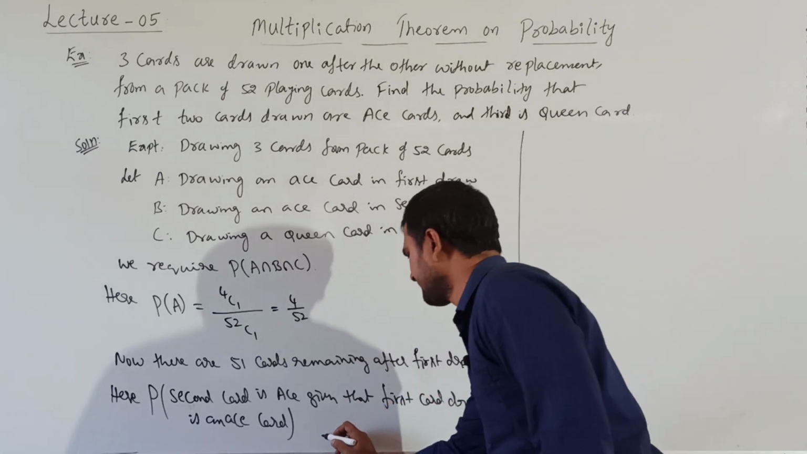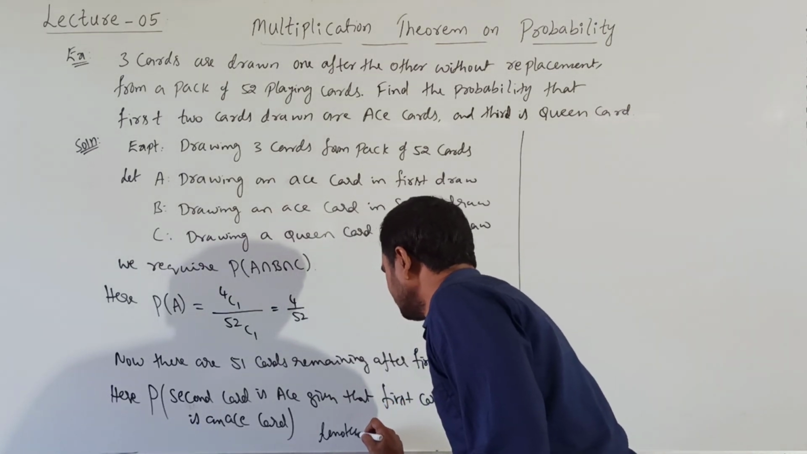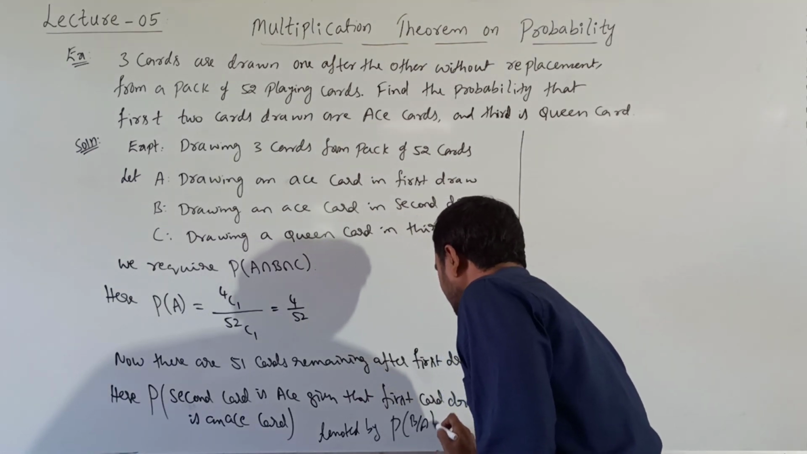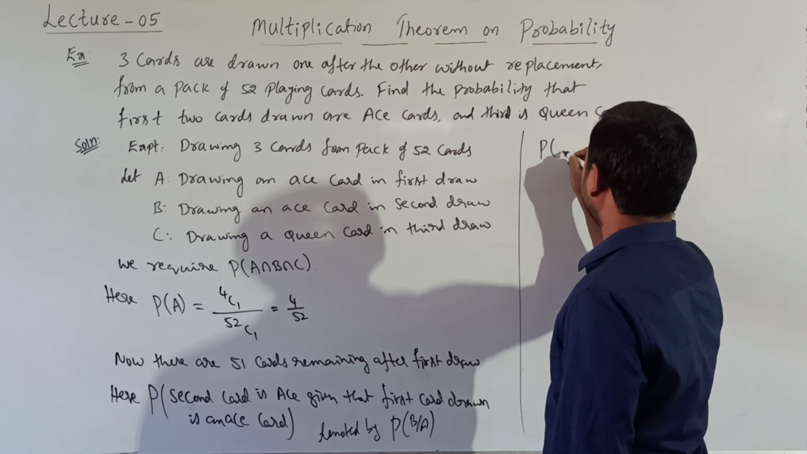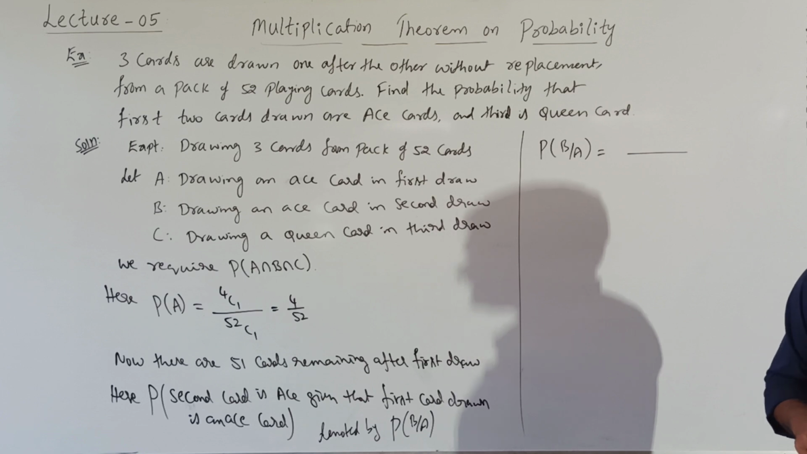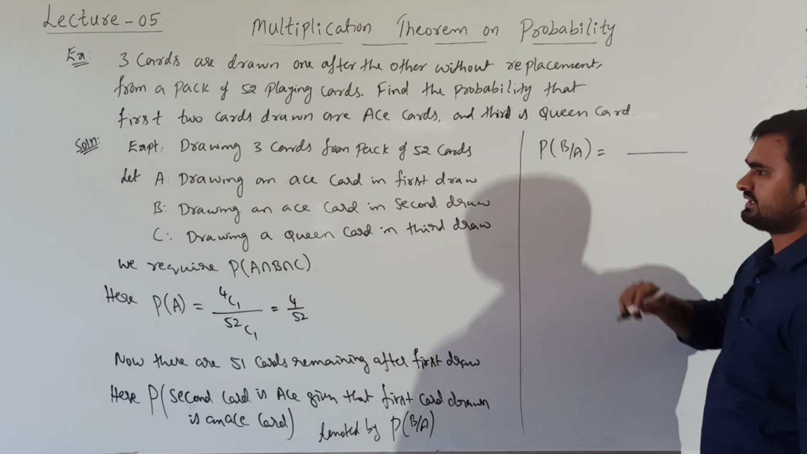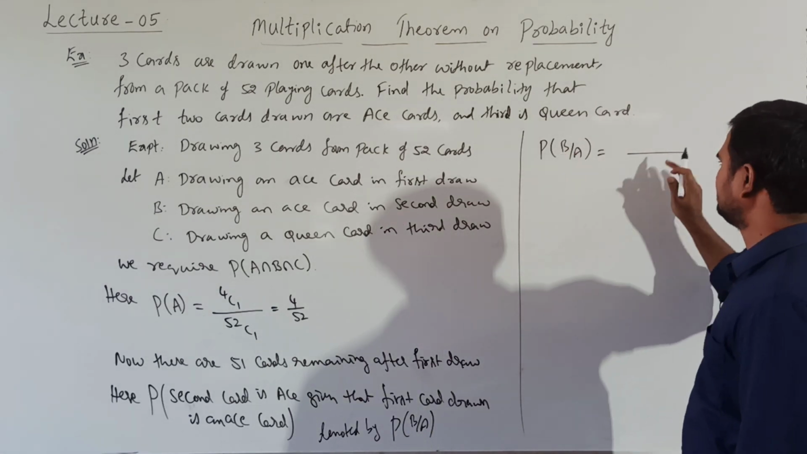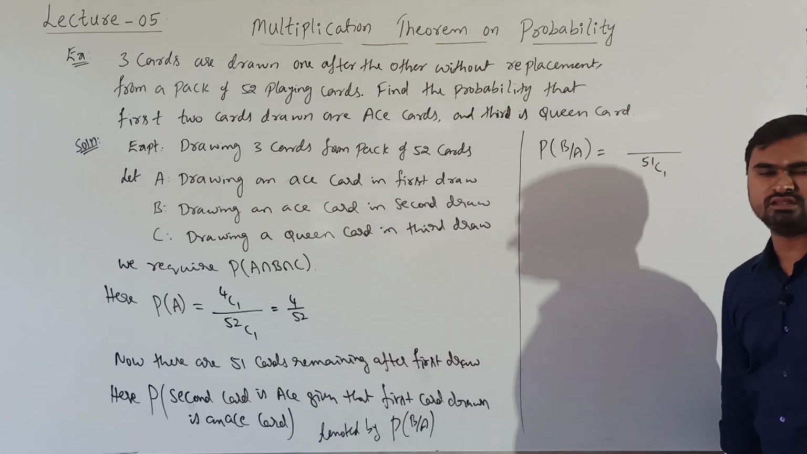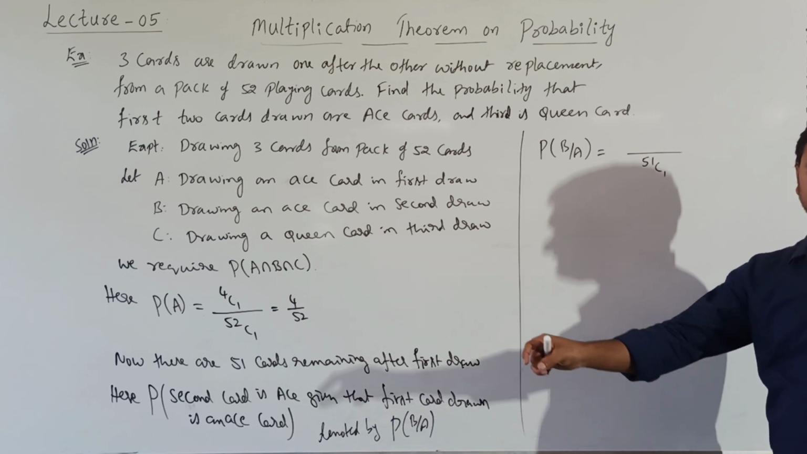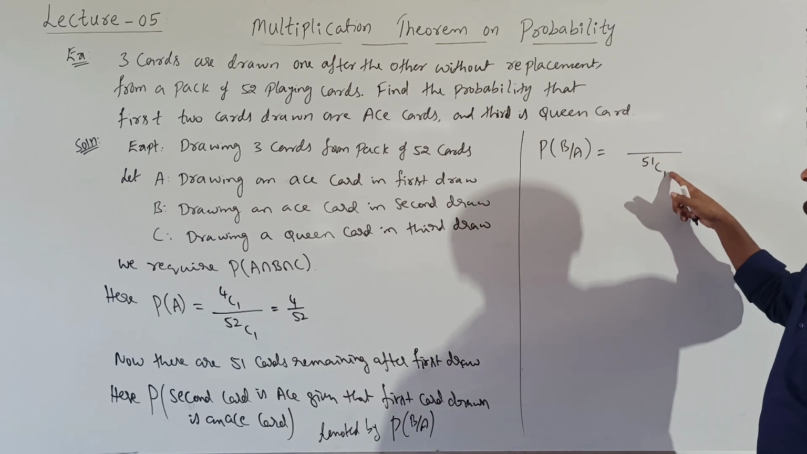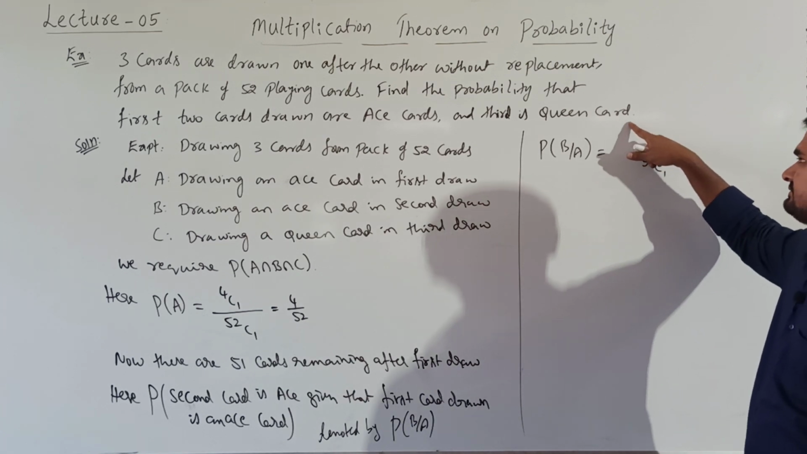It is denoted by P of B given A. So how do we write probability of B given A? Probability of B given A. Okay. Second card is ace. Now for the second card, how many are total? Total there are 51 cards. In that we are selecting one. So drawing a card is nothing but a selection of a card. So total is 51C1.